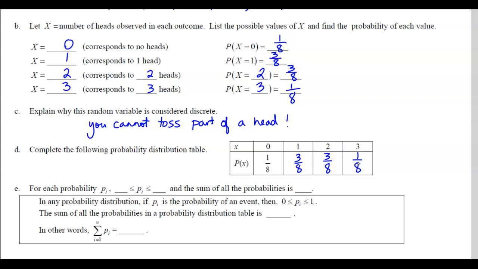Remember that probabilities cannot be less than 0 or greater than 1. So for each probability, these lowercase p are each of these probabilities, the value has to be between 0 and 1. And the sum of all the probabilities has to equal 1. If you take a look here, they all have a common denominator of 8. If you add the numerators, 1 plus 3 plus 3 plus 1 is 8. So that equals 1.